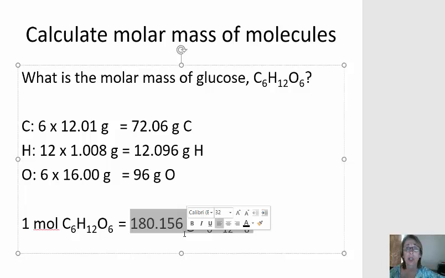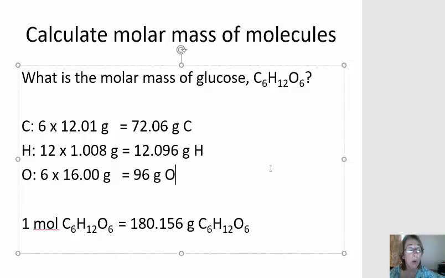Now, as I stated earlier, I like to use the equality version to express the molar mass. 1 mole of glucose is equal to 180.156 grams of glucose. However, you could just as easily express the molar mass as the molar mass of glucose is 180.156 grams per mole.